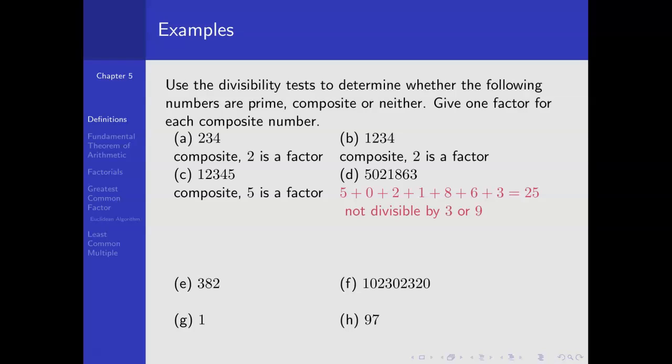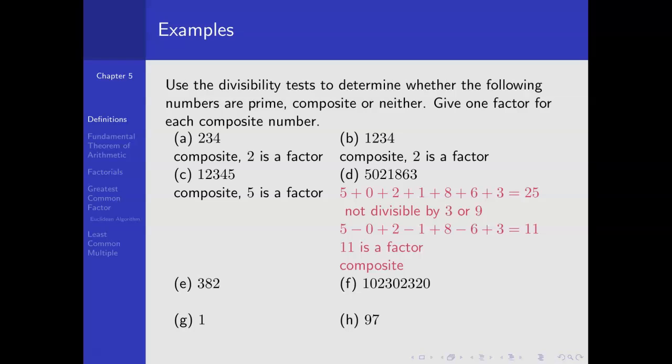And so that leaves us with 11 as our next test. And for that, we're going to add and subtract the digits in alternating order. So we're going to have 5 minus 0 plus 2 minus 1 plus 8 minus 6 plus 3. We're going to see what we get. And in fact, we do get 11. So 11 is a factor, which means that 5,021,863 is composite because 11 is a factor.